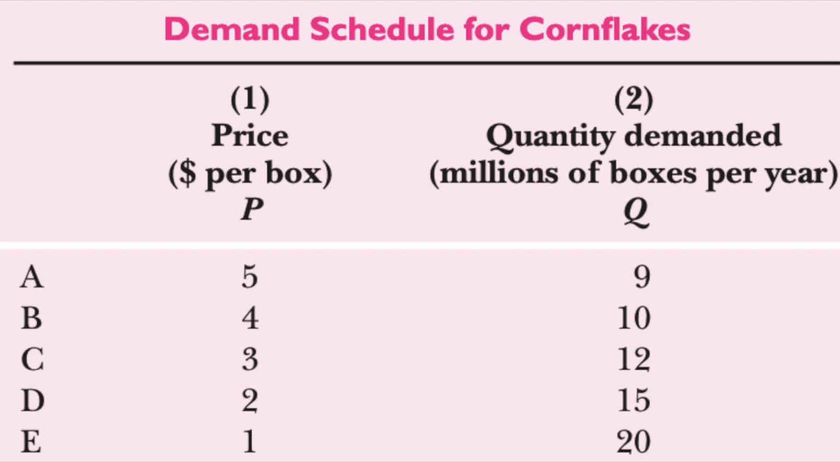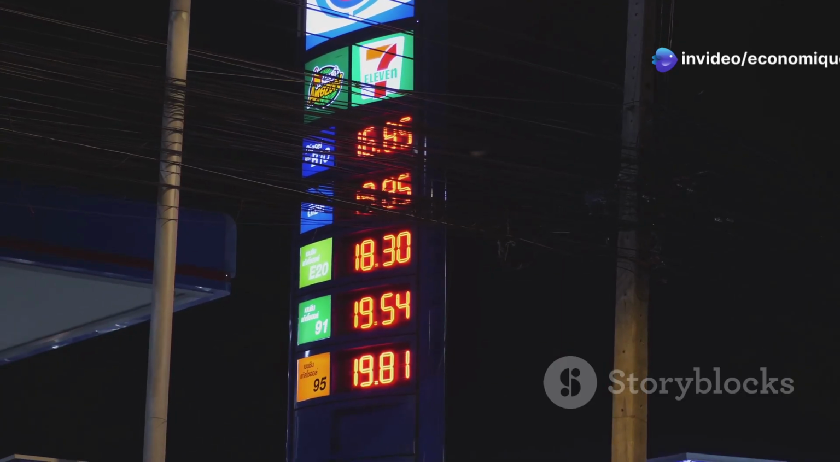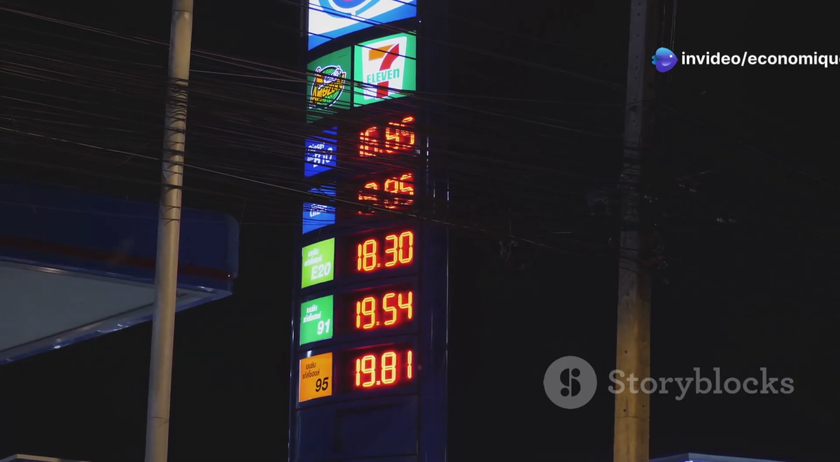At $5 per box, consumers buy 9 million boxes per year, but when the price drops to $4, people buy more, 10 million boxes. At $3, the number rises again to 12 million. The lower the price, the more people buy. This pattern isn't unique to cornflakes. It applies to almost every product, from gasoline to education.